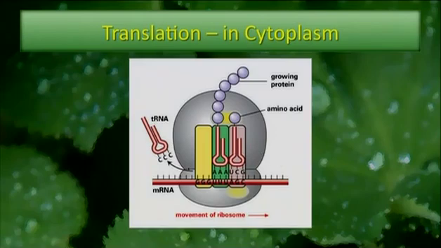So it's the ribosome that's actually moving along the messenger RNA. Sort of the opposite.